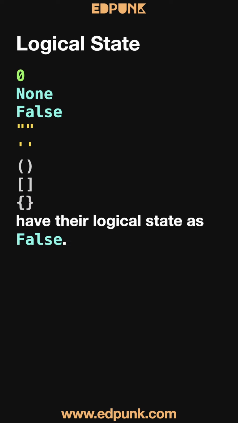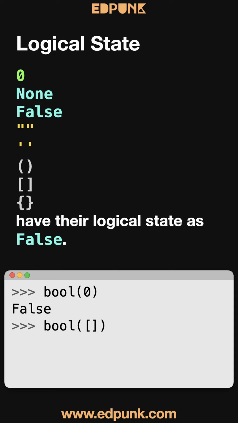In Python, the values which have their logical state as false are 0, None, False, empty string, empty tuple, empty list, empty dict, and empty set. The logical state of any other value apart from these values is true. We can go ahead and execute the bool function on 0, on an empty list, and on an empty string to verify their boolean states, which is false.